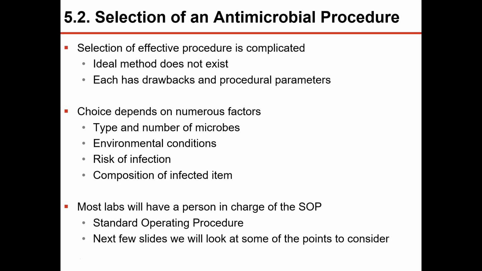Risk of infection, this goes back to the idea of a BSL 1 through 4 agents and how dangerous is the situation that we're getting ourselves into. And composition of the infected material. Is it made of wood, plastics, metals? Each of these are going to have their drawbacks based on what procedures are available. Most labs have somebody involved with that, as we just talked about. Next slides, we're going to look at some of the things that we consider.